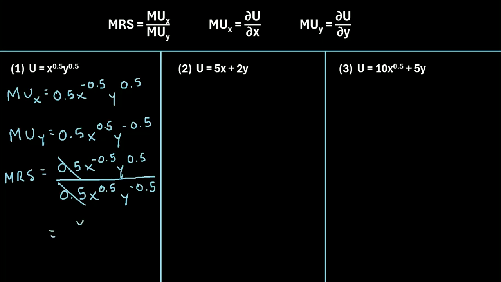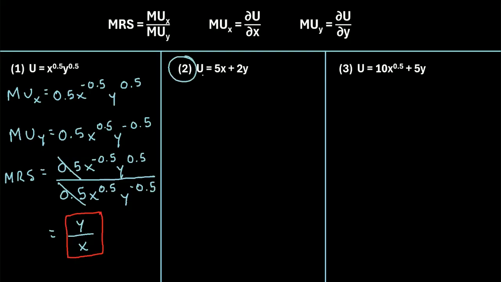So in the numerator, we'll have y, and in the denominator, we'll have x to the 0.5 times x to the 0.5. Again, we just add the exponents, so that will be x to the first power, or just x. So our marginal rate of substitution will be y divided by x. That's the marginal rate of substitution given this utility function. All right, let's try example number 2 now.